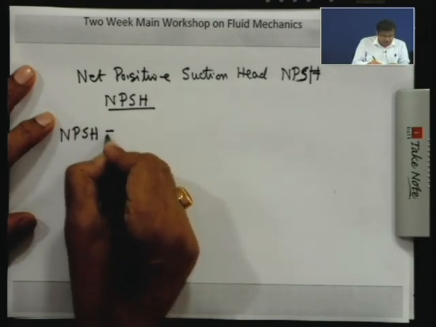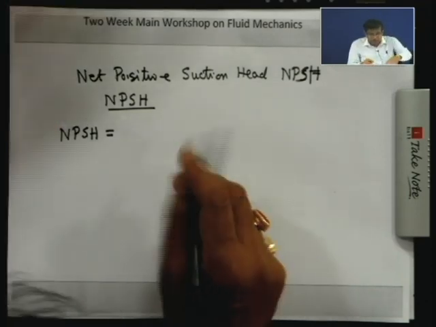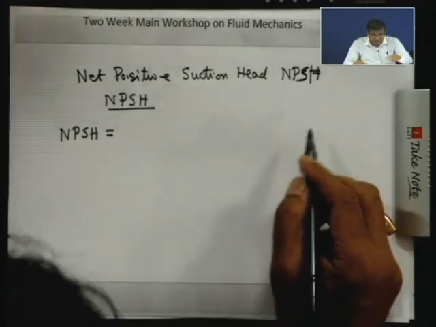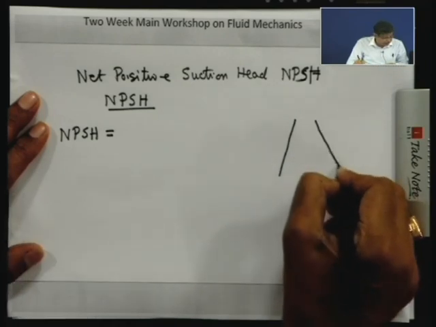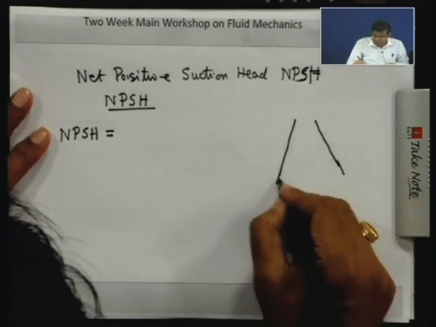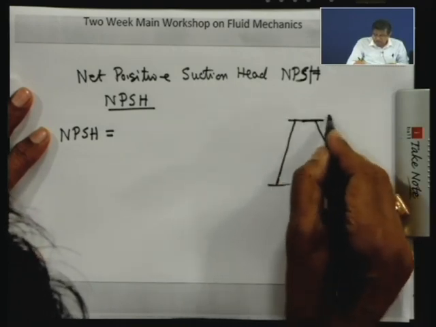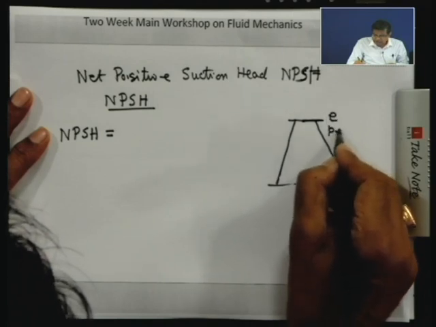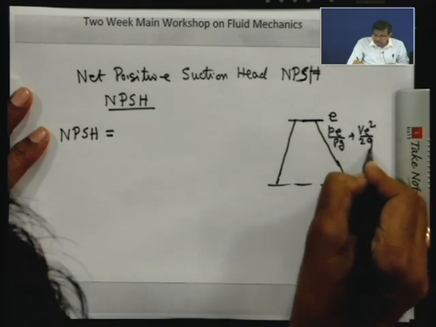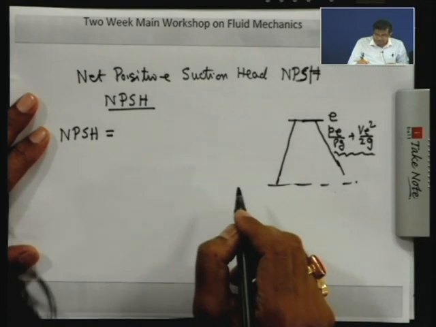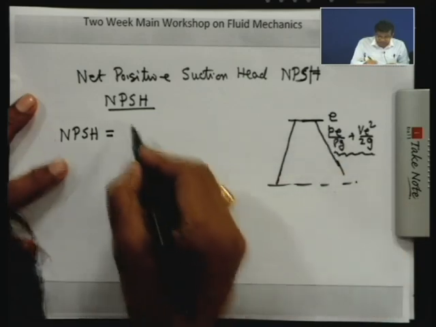NPSH is equal to the inlet head or the outlet head. If I define this as the outlet, meaning the runner, or it does not matter, that is the terminology, meaning the inlet to the runner or the outlet from the turbine at this portion, it is defined as E, that is P by rho g plus V square by 2g, the pressure head and the velocity head together, written in terms of E.